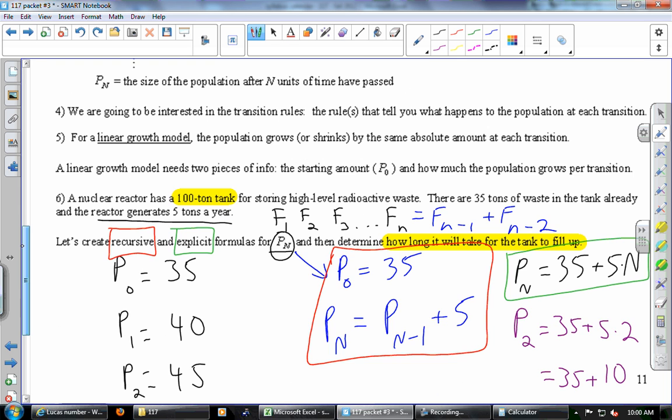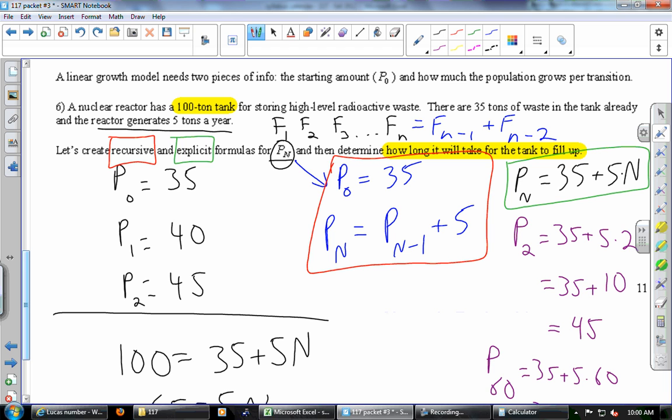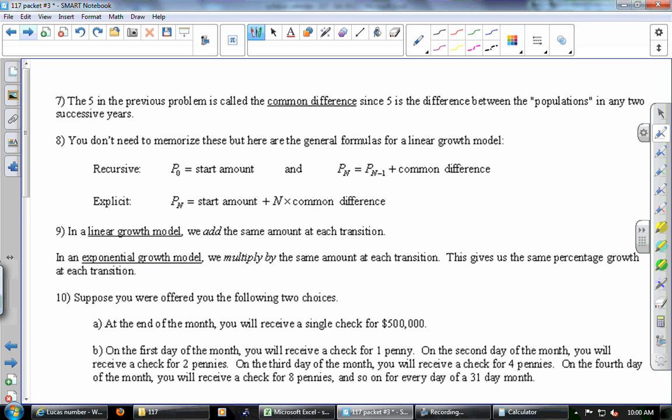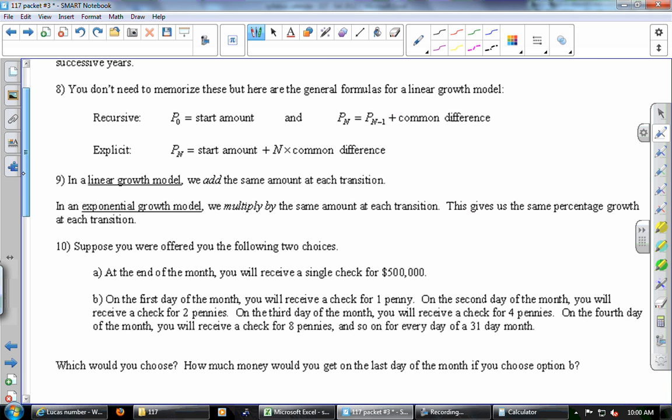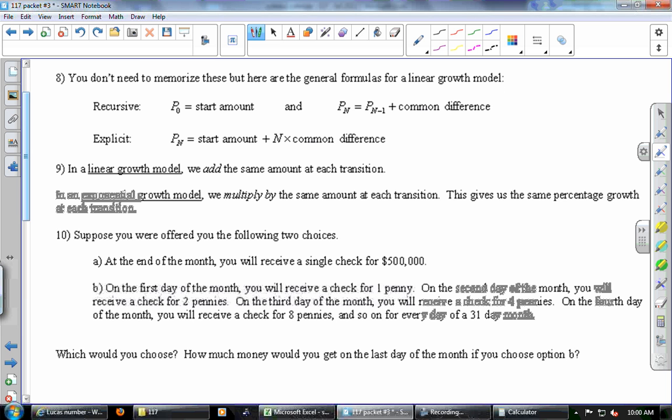Do we buy that? What do you get if you subtract 45 minus 40? It's 5. 40 minus 35 is 5. If you just keep subtracting, you always get 5, so that's why we call it the common difference, because we're subtracting. And so here are the formulas. You can try to memorize them. You can put them on a cheat sheet in preparation for the test.